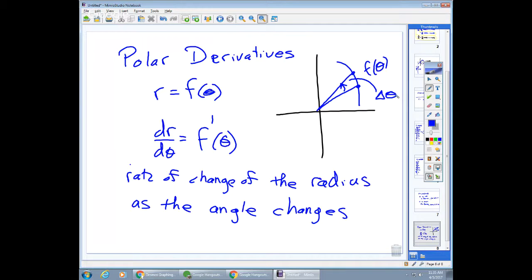And the way I drew my picture here, it looks like the second radius is slightly longer than the first radius, which means the radius is increasing. So in that particular region, I would expect to see that dr d theta is greater than 0 because the radius is increasing. And that's all dr d theta tells us. It says, hey, if the derivative is positive, that means your radius is increasing in this region as the angle changes.